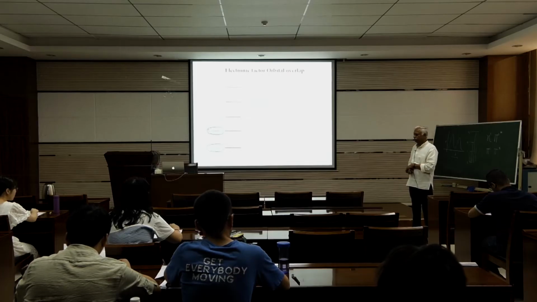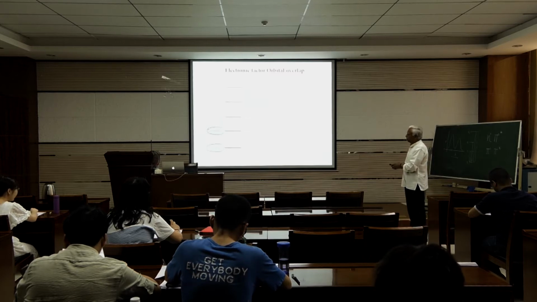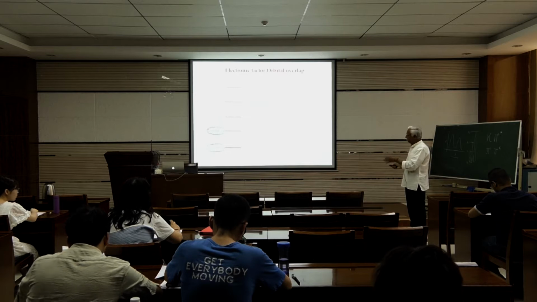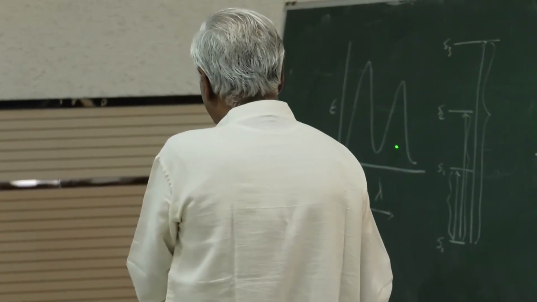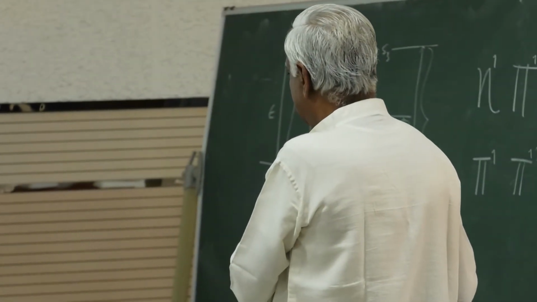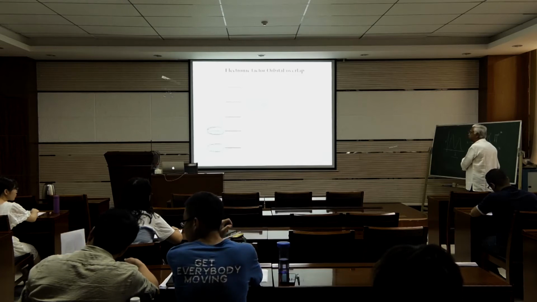Pi to pi star, longer wavelength. Anybody else? The only other answer is the other wavelength. So there are two transitions, n to pi star and pi to pi star, and she already said pi to pi star is going to require more energy. More energy means shorter wavelength. So n to pi star is going to absorb at a longer wavelength. So when you have an absorption like this, there is one absorption at a longer wavelength and one at a shorter wavelength. This corresponds to n to pi star, and this corresponds to pi to pi star.